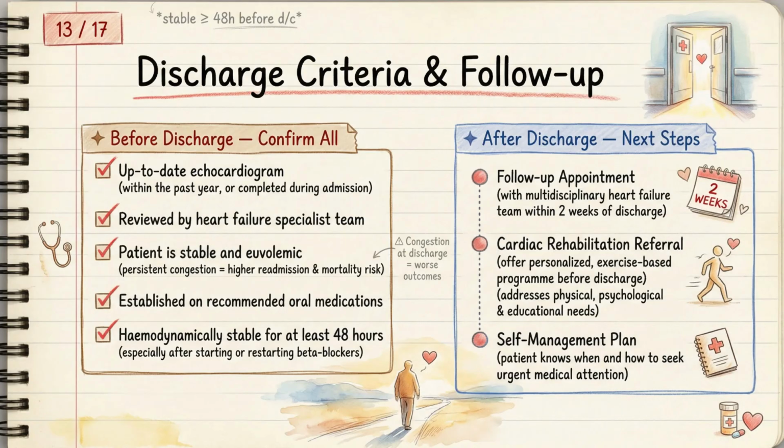Discharge is not just about the patient feeling better. There are specific criteria that must be met. Before discharge, confirm all of the following: an up-to-date echocardiogram within the past year or completed during this admission, reviewed by the heart failure specialist team, patient is stable and euvolemic. Persistent congestion at discharge is associated with higher readmission rates and increased mortality. Established on recommended oral medications, and hemodynamically stable for at least 48 hours, especially after starting or restarting beta blockers.